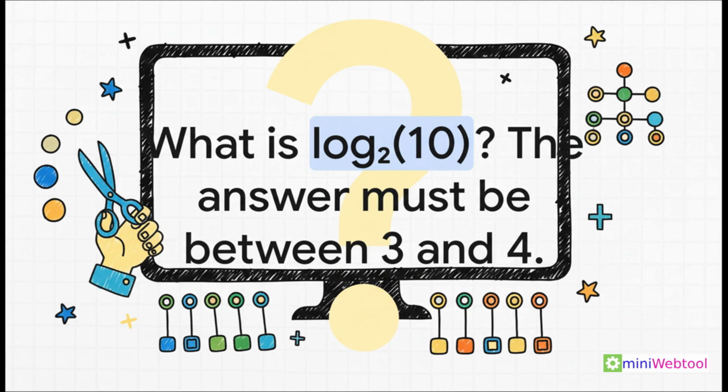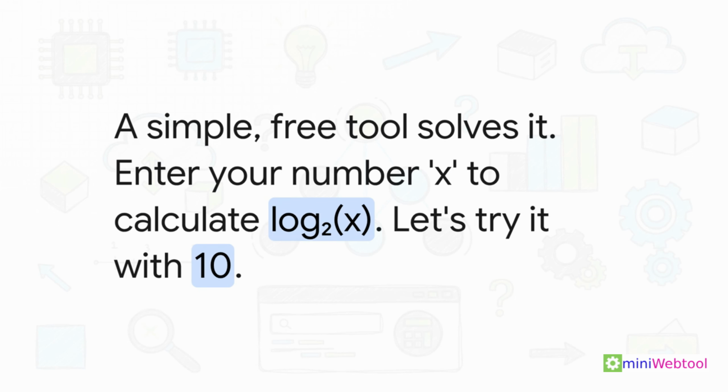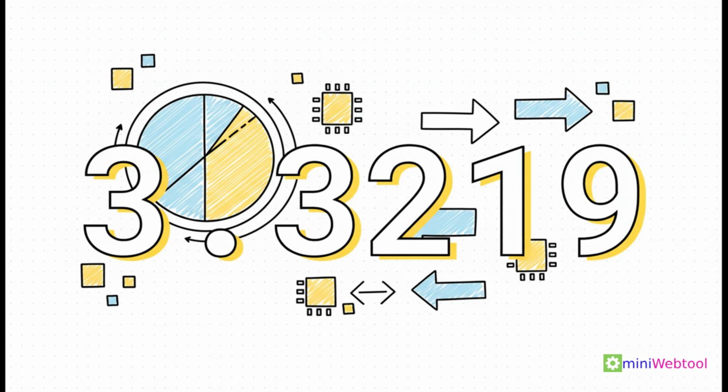For that, we need a better tool. And this is where that final frustrating problem gets solved. Instead of fumbling with a complicated calculator, you can use a simple, free tool like the mini web tool log base 2 calculator. You literally just type your number into the box. So let's try it with 10. We type it in and we instantly get our answer, 3.3219, exactly like we predicted. It's a number right between 3 and 4. In computer terms, this tells us that to store 10 different things, you'd need at least 4 bits of information.